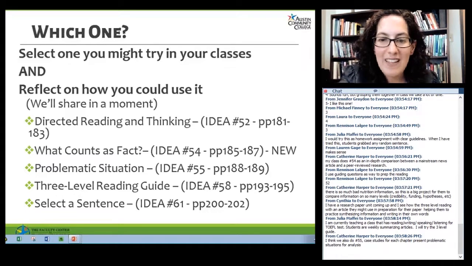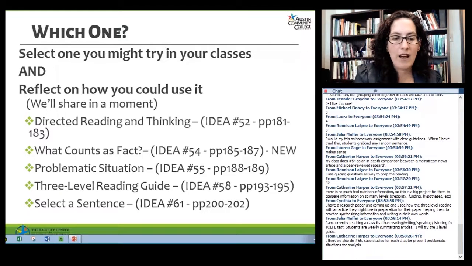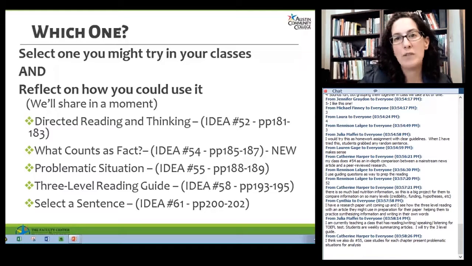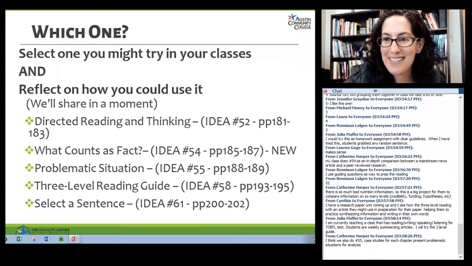And then Catherine says she does 55, the problematic situation case studies. Yes. So whenever you've got a real applied situation, like in a case study or something like that, if you give them reading to provide help in assessing the case study, that would exactly be the problematic situation. Super cool, you guys.